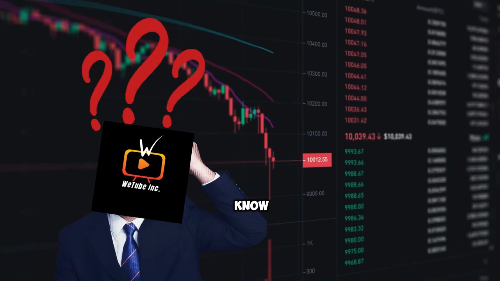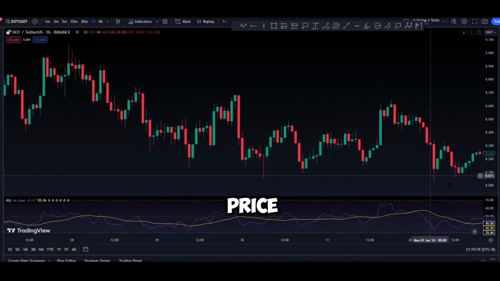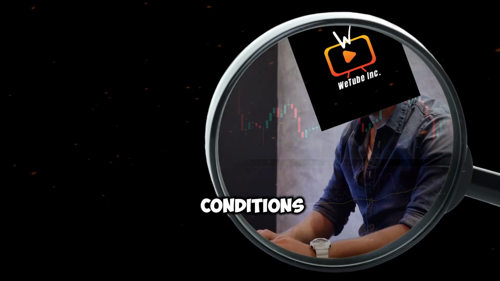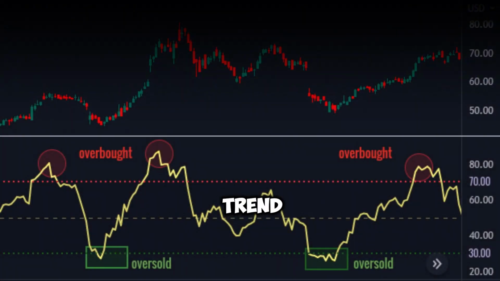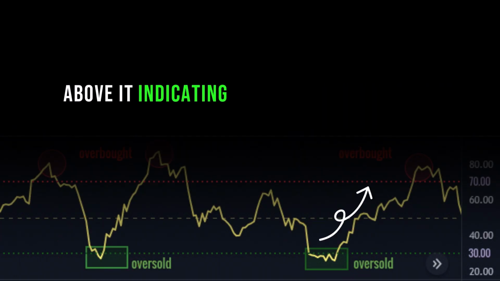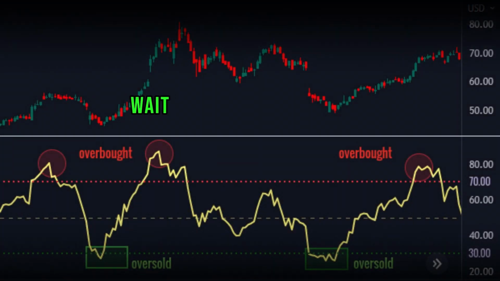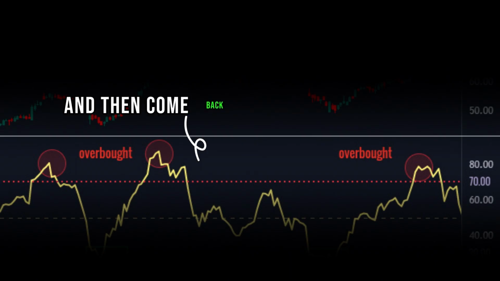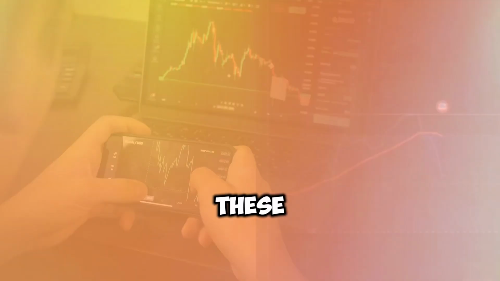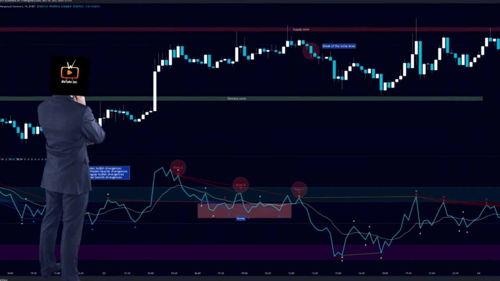For those of you who didn't know, the RSI is a momentum oscillator that measures the strength and speed of a price movement, helping traders identify potential trend reversals and overextended market conditions. To use it during an uptrend, wait for the RSI to dip below 30 and then rise back above it, indicating the end of an oversold condition. Conversely, during a downtrend, wait for it to rise above 70 and then come back down below the 70 range, indicating the end of an overbought condition. These RSI movements, coupled with the ongoing trend, can signal a potential entry point for a trade.